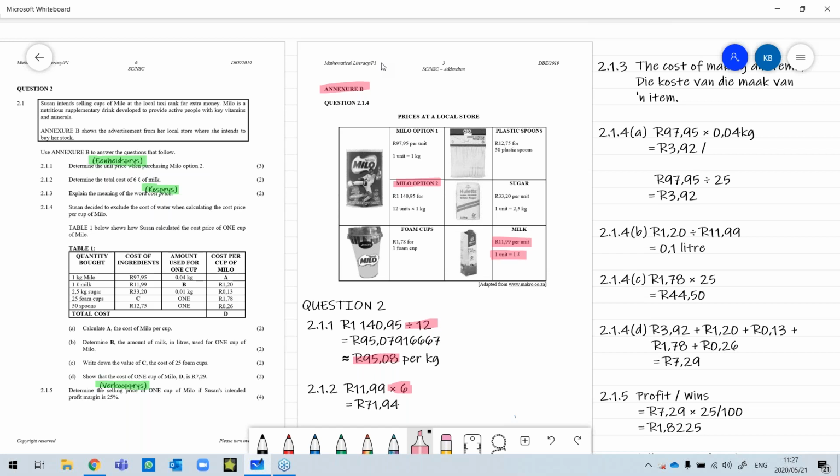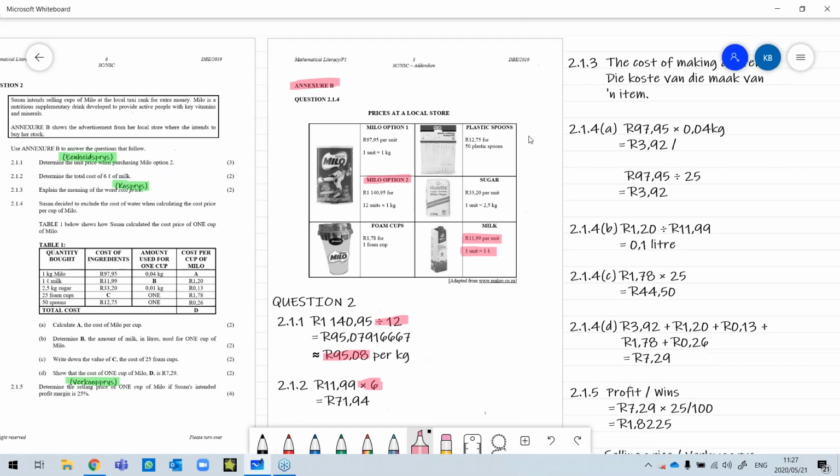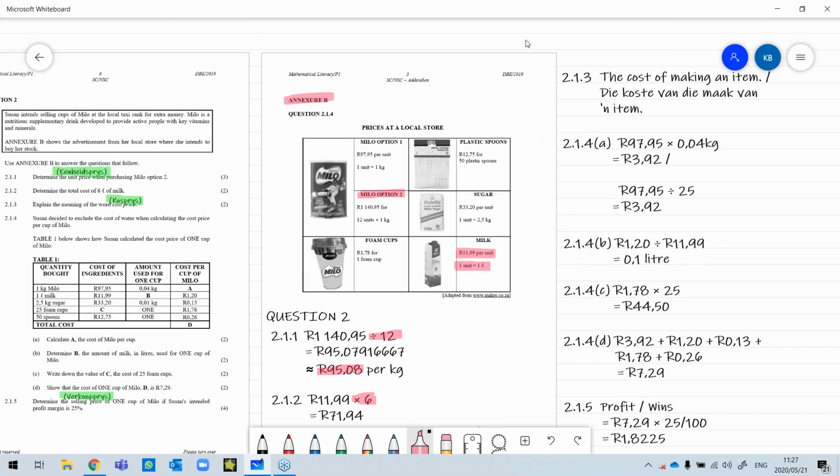Question 2.1.3. Explain the meaning of the word kosprys in Afrikaans. Now you will see that these answers we are continuing here on the right. The cost price of making an item. That is what your cost price is. So your cost price includes all the equipment that you might have needed, the electricity, the water, everything that you might have used to develop or create an item or make an item.